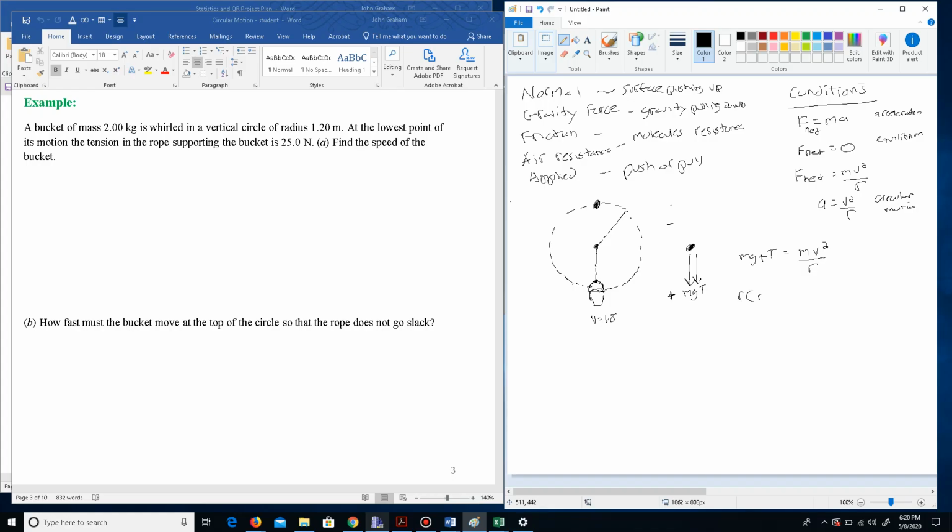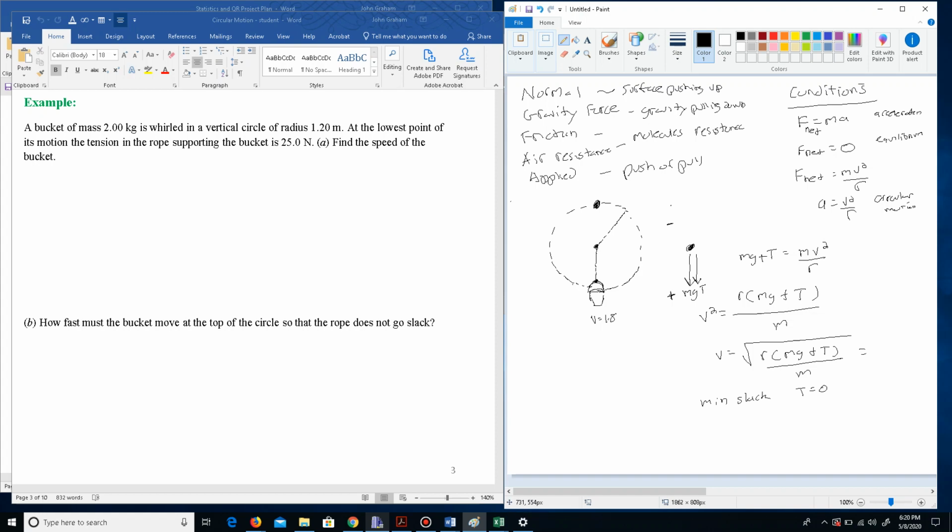So r times mg plus t over m equals v squared. So v equals square root of r times mg plus t over m. Okay, so if you want the minimum speed before slack, this means you can look right there at the border of when t equals 0. The other way would be if t equals a negative number, which would be completely slack. So the borderline would be t equals 0.